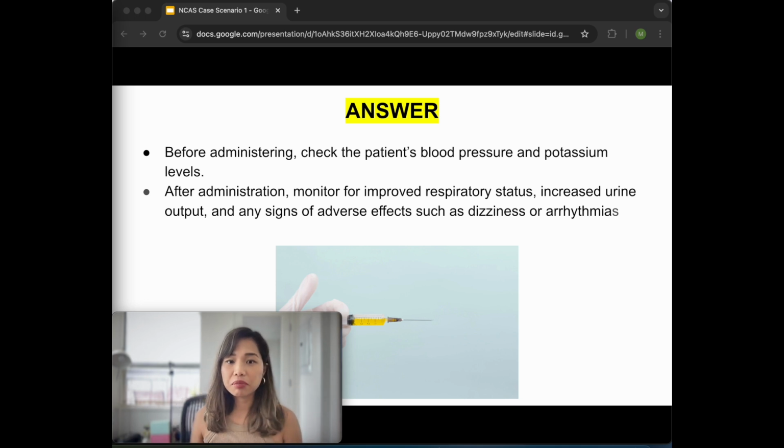Now, after giving this medication, you need to monitor the patient for improved respiratory status. Every time you provide nursing interventions, you always have to check afterward: is that effective? Because if it's not effective, then you need to come up with another solution.